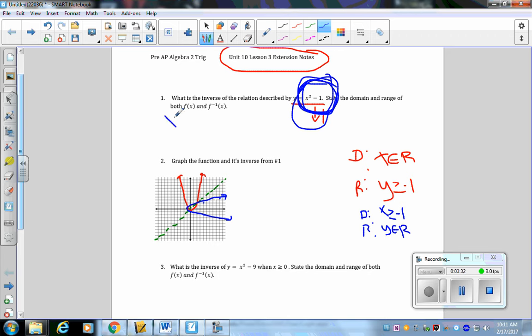So we're going to switch the x and the y and undo everything. Add 1, and then take the square root. Now, keeping in mind, look at the picture. I have two square roots, so I do need to put a plus and minus.